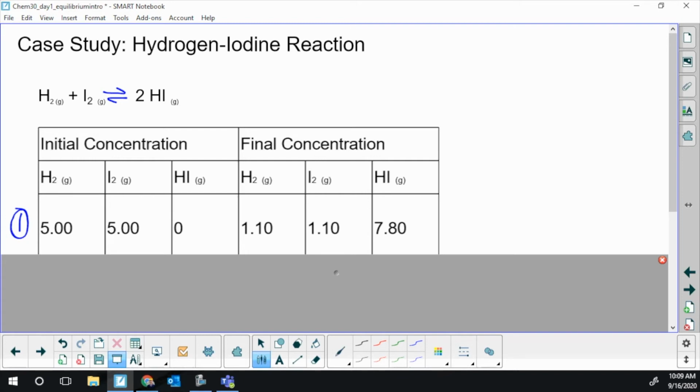In our first case study, we started with 5 moles per liter of each reactant and no product, kind of what you're used to. You dump in reactants and we'll see how much product's made. At the end, hydrogen gas went down to 1.1, iodine gas went down to 1.1, and hydrogen iodide made 7.8 units.